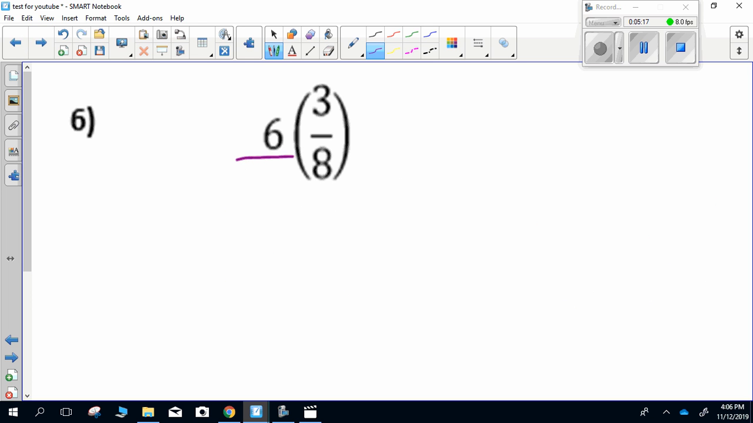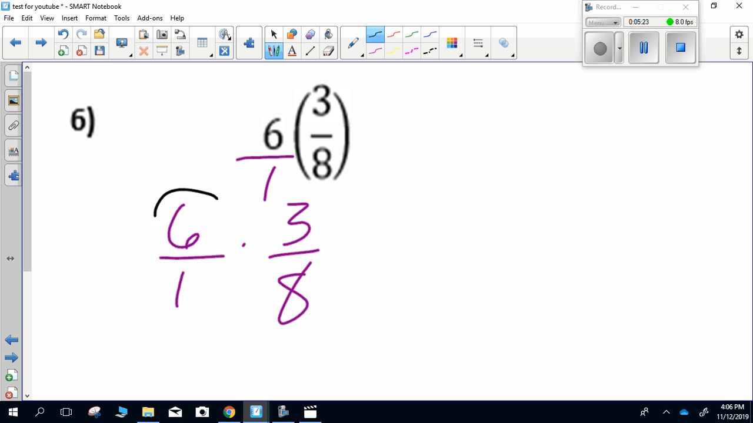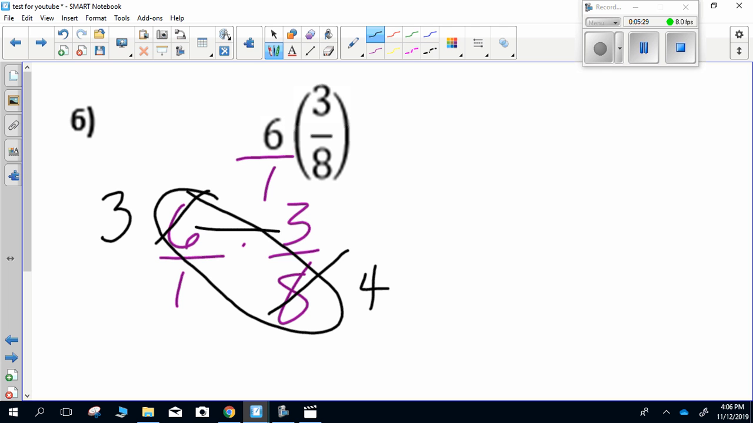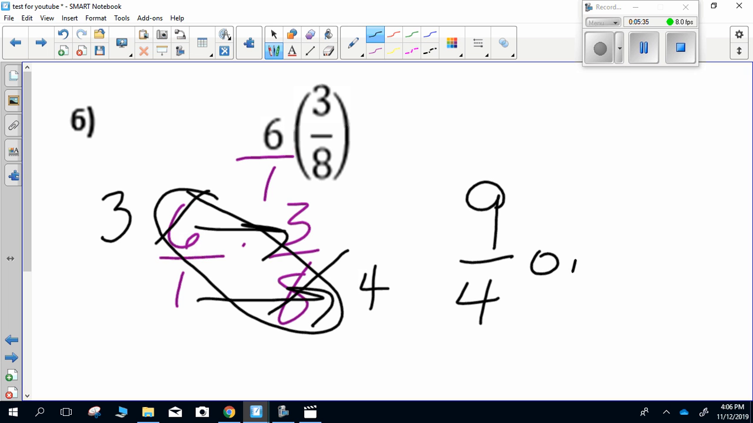Next one, this means to multiply. So I have 6 first times 3/8. Check my corners. I can take a 2 out of both of those, which leaves me with 4 and 3. Multiply straight across. 3 times 3 is 9. 1 times 4 is 4. Or 2 and 1/4.